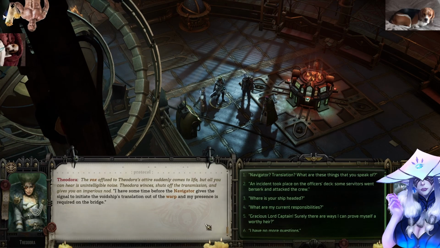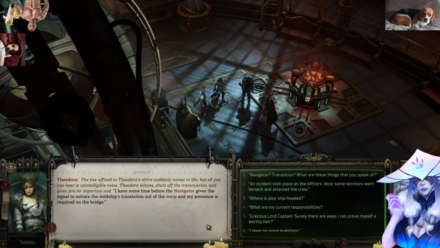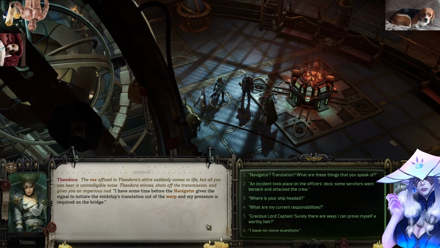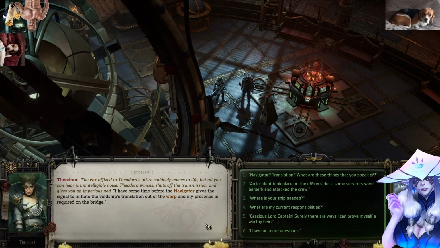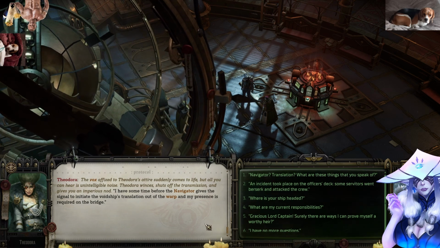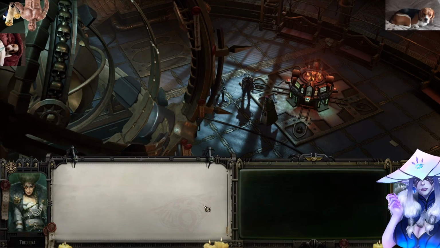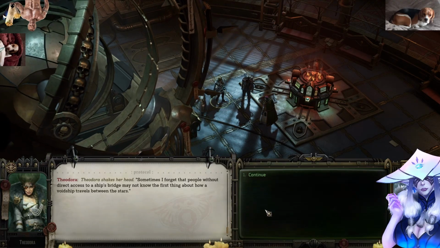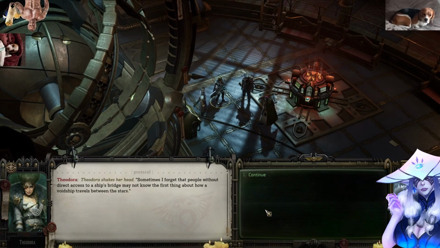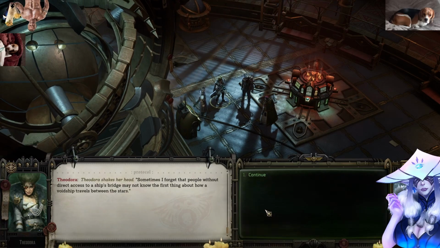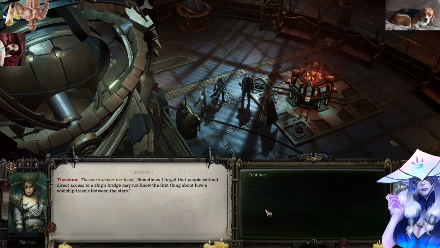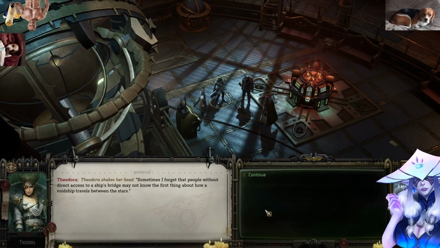I have some time before the navigator gives the signal to initiate the void ship's translation out of the warp, and my presence is required on the bridge. Navigator translations? What are these things you speak of? Sometimes I forget that people without direct access to a ship's bridge may not know the first thing about how a void ship travels between the stars.